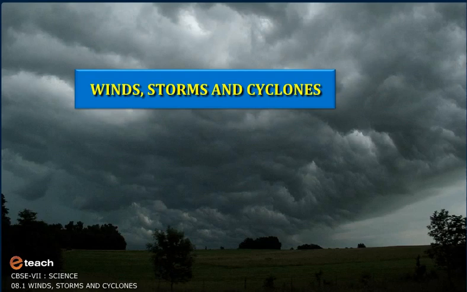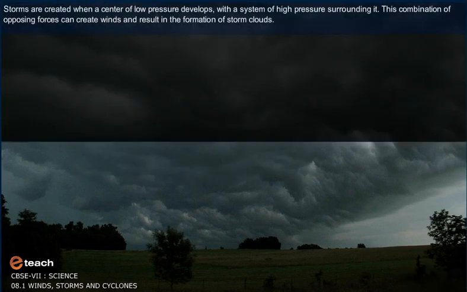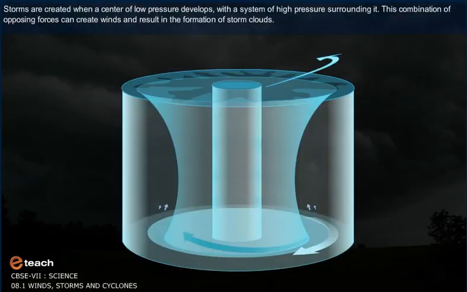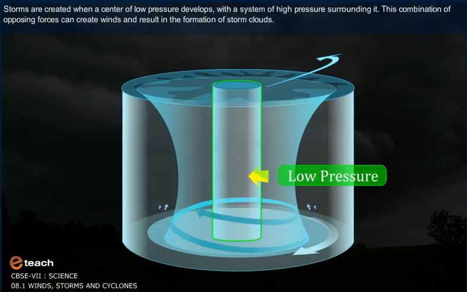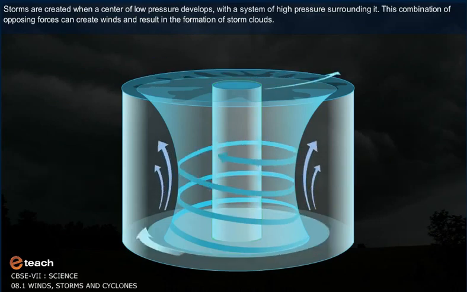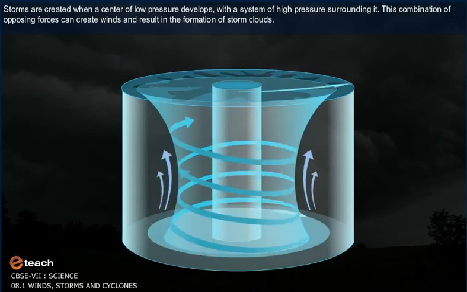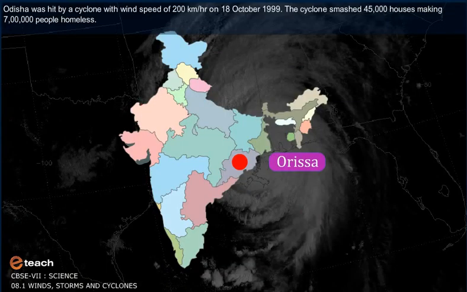Winds, storms, and cyclones. Learning about winds and storms. Storms are created when a center of low pressure develops with a system of high pressure surrounding it. This combination of opposing forces can create winds and result in the formation of storm clouds.